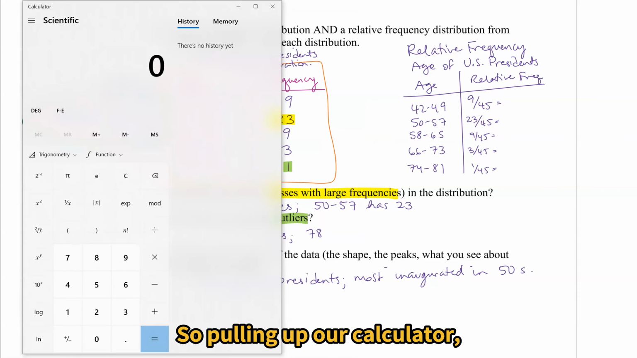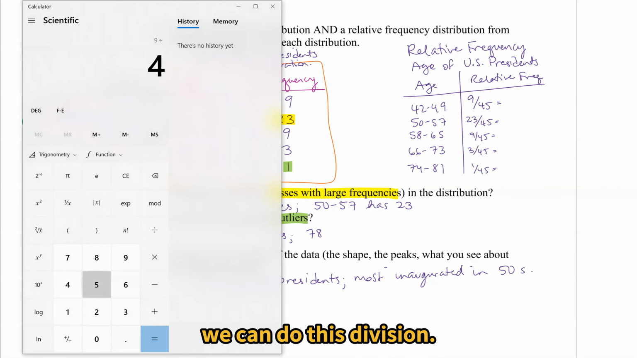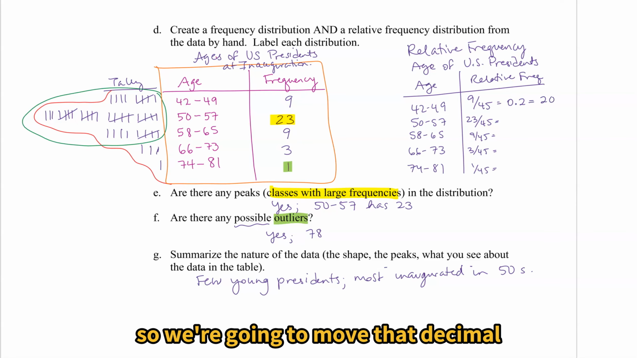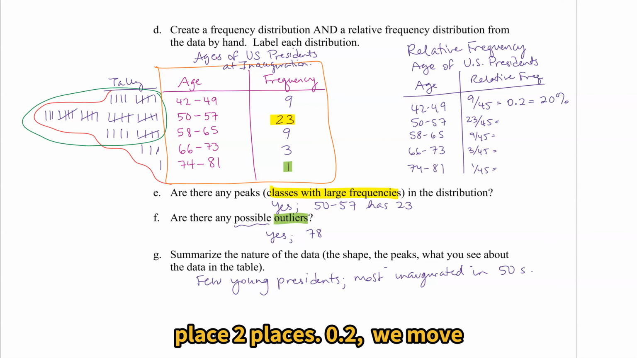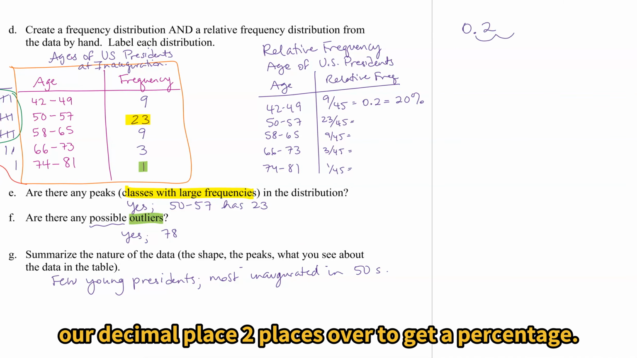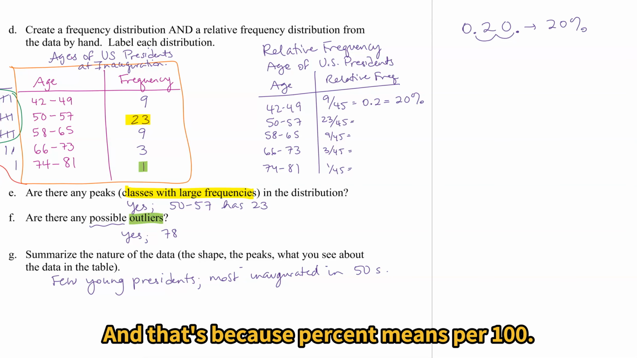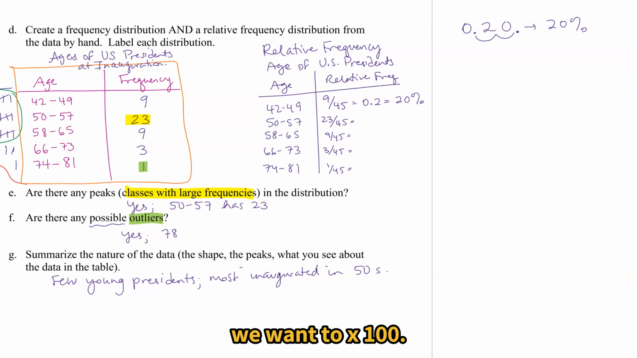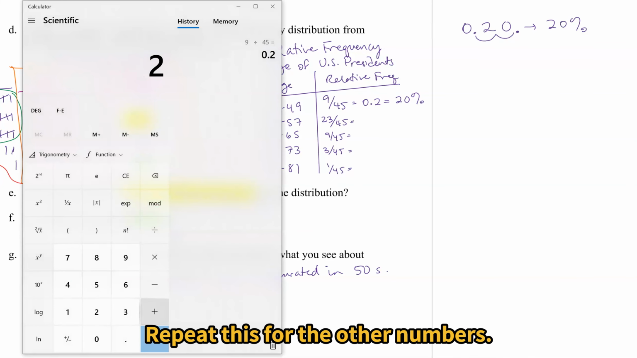So pulling up our calculator, we can do this division. Our calculator is going to give us a decimal, so we're going to move that decimal place 2 places. 0.2, we move our decimal place 2 places over to get a percentage. And that's because percent means per 100. So in order to get that percentage, we want to multiply by 100. Repeat this for the other numbers.